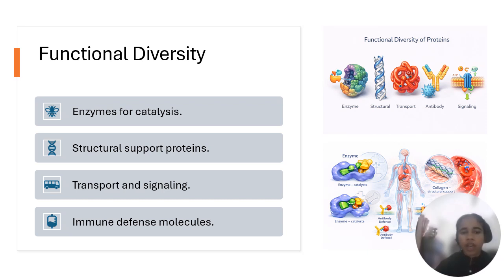Some protect our body, acting as immune defense molecules, like antibodies, which recognize pathogens. So, from one simple idea, amino acids joining into proteins, we get incredible biological complexity, which is the power of proteins. They truly are the functional foundation of life.